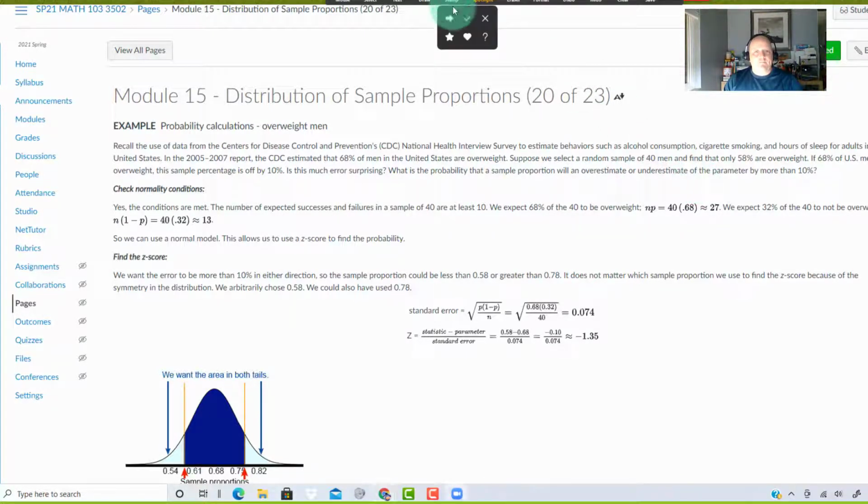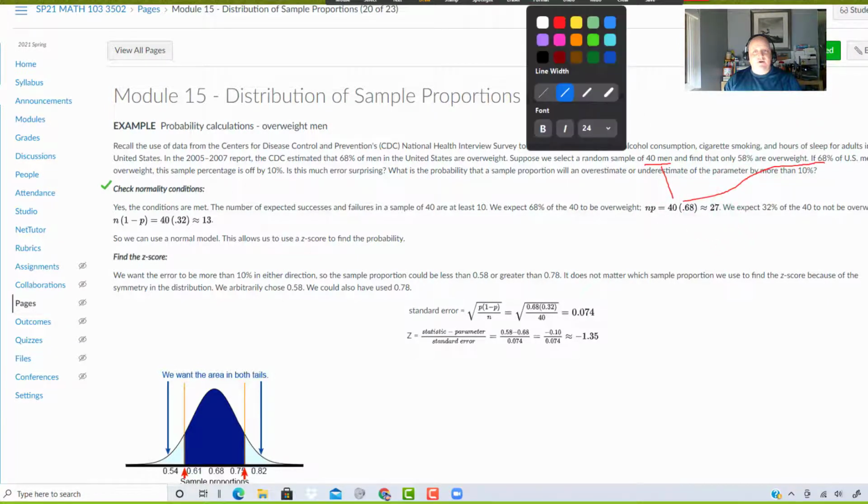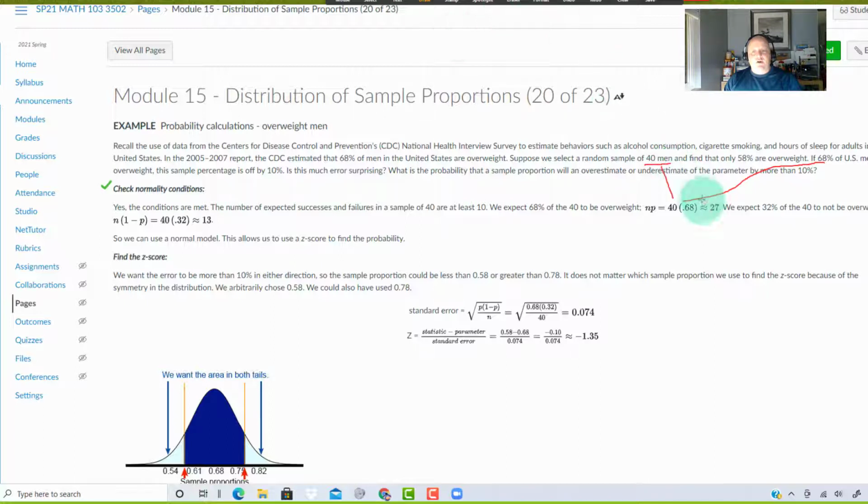Okay, let's go through it together. First things first, check the normality conditions. Seriously. So what does that mean? That means I need to take the n value, which is 40, because our sample is 40 men, multiply that 40 by the chance of success based on the population. The population amount was 68%. And when we do that, we end up with 27, which is more than 10, so that's good. Now check the opposite side. And so the opposite side, when I multiply, gives us 13. Again, it's more than 10, and that meets our expectations, so we can use normality in this case.